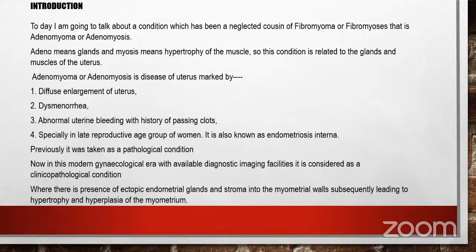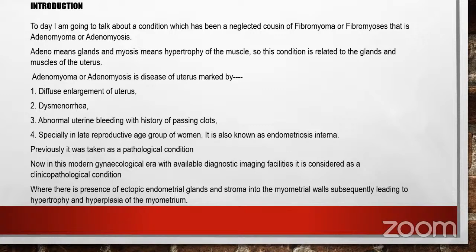Today I am going to talk about a condition which has been a neglected cousin of fibromyoma or fibromyosis, that is adenomyoma or adenomyosis. Adeno means gland and myosis means hypertrophy of the muscle. So this condition is related to the gland and muscles of the uterus. Adenomyosis is a disease of the uterus marked by diffuse enlargement of the uterus, dysmenorrhea, abnormal uterine bleeding, and history of passing clots, especially in the late reproductive age group, and it is also known as endometriosis interna.